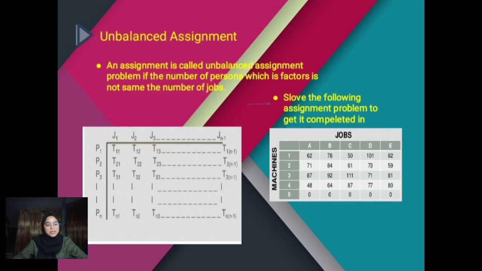The second type is unbalanced assignment. An assignment problem is called unbalanced if the number of persons, which is the facilities, is not the same as the number of jobs. Solve the following assignment problem to get it completed in least time.